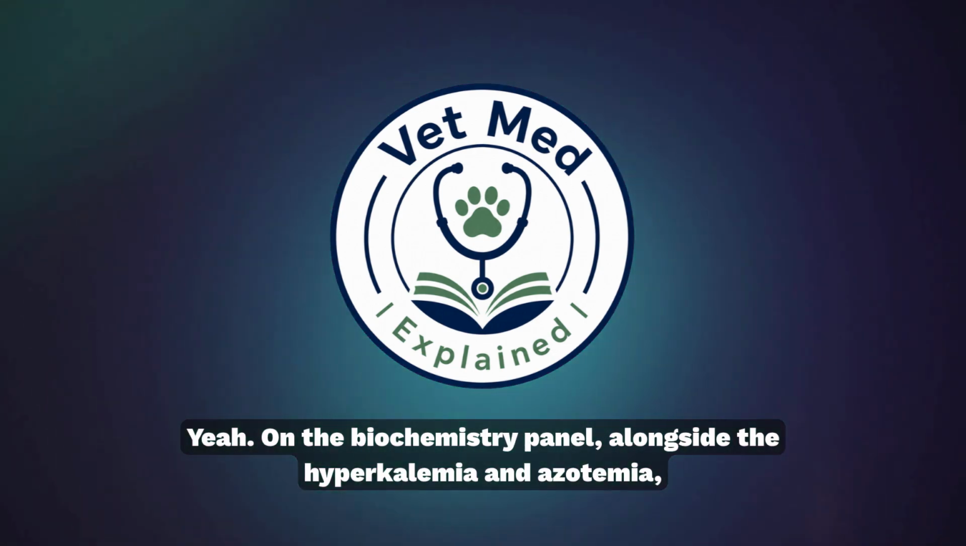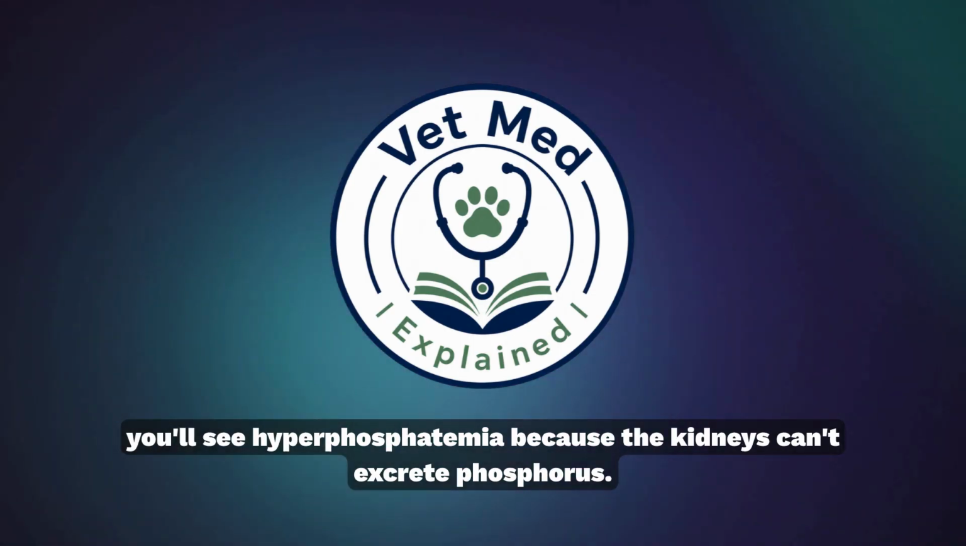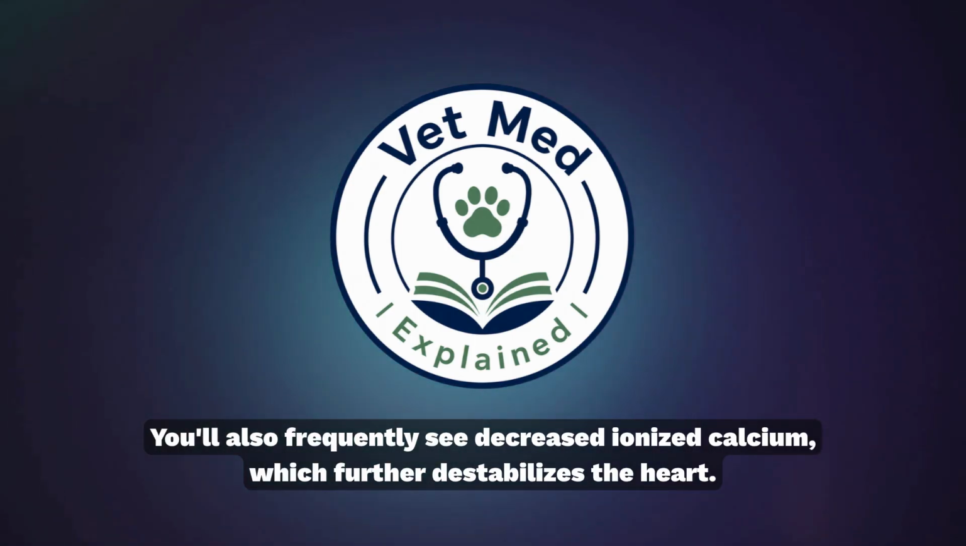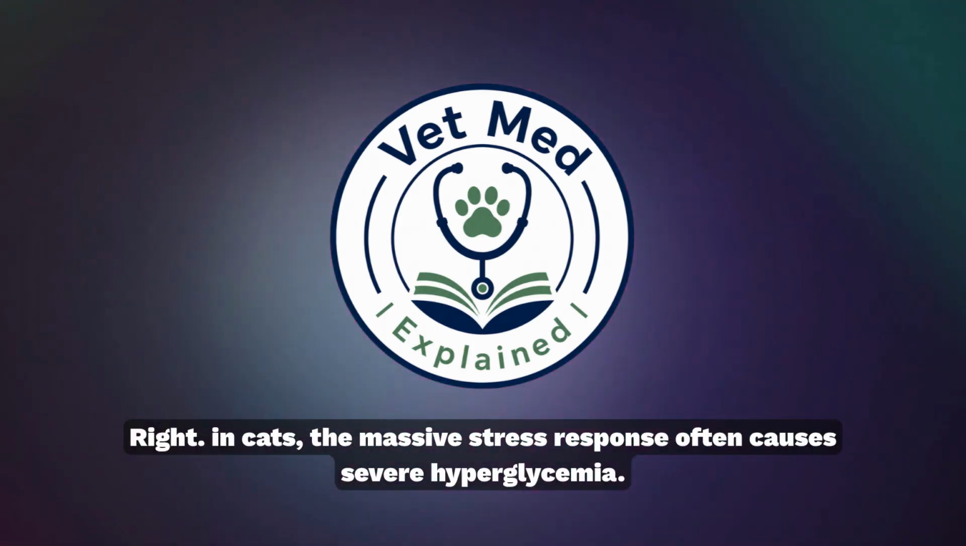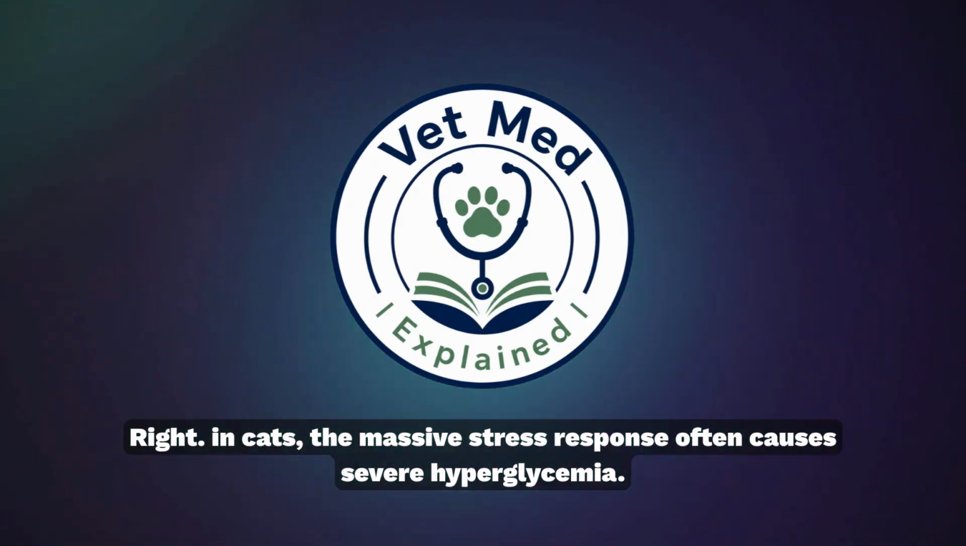Yeah. On the biochemistry panel, alongside the hyperkalemia and azotemia, you'll see hyperphosphatemia because the kidneys can't excrete phosphorus. You'll also frequently see decreased ionized calcium, which further destabilizes the heart. Right. And in cats, the massive stress response often causes severe hyperglycemia.